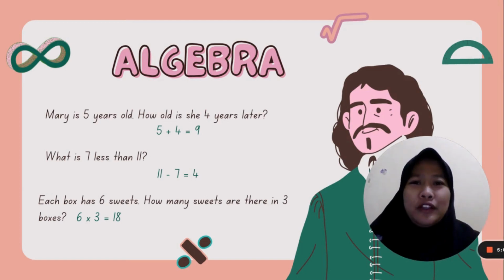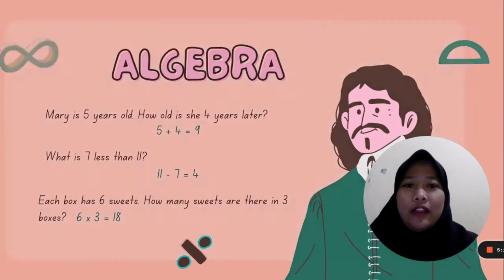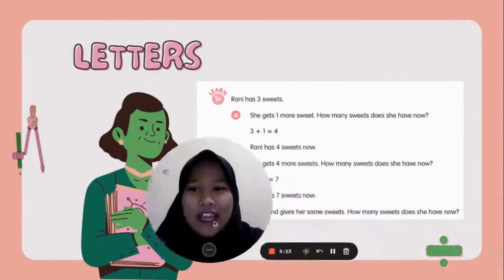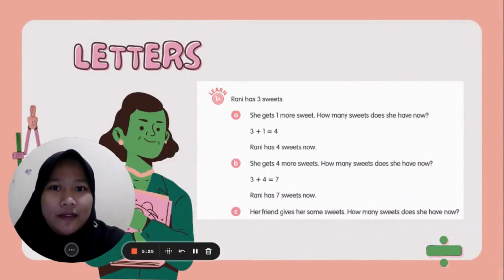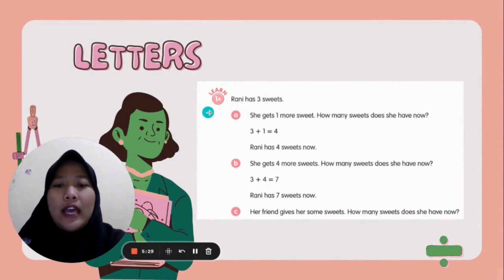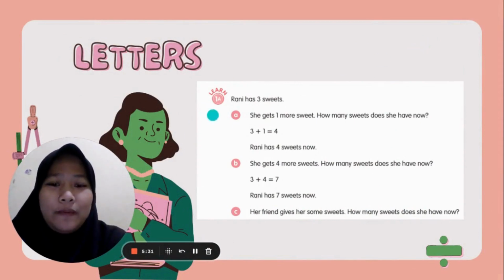So what are we going to learn in algebra? The first lesson is about how to use letters to represent numbers. Now, I want all of you to open your math textbook, page 7. Let's see it together. Alright, have you opened your book, page 7? Now, please focus on Learn 1A and let's read the sentences together.